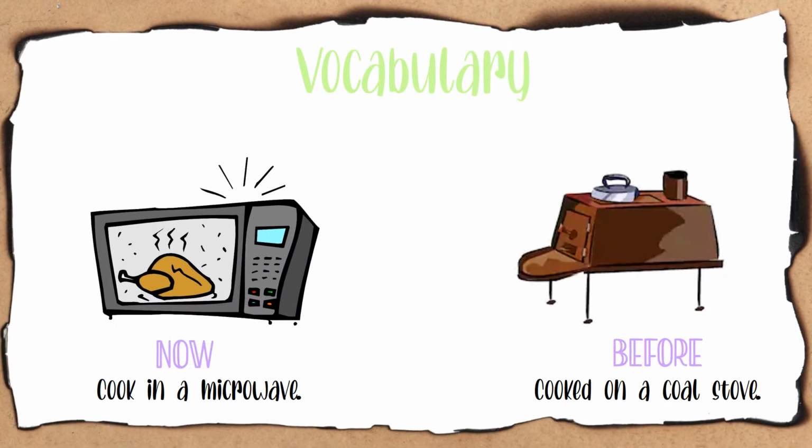Now people cook in a microwave. And before, people cooked on a coal stove. Repeat. Now people cook in a microwave. And before, people cooked on a coal stove.